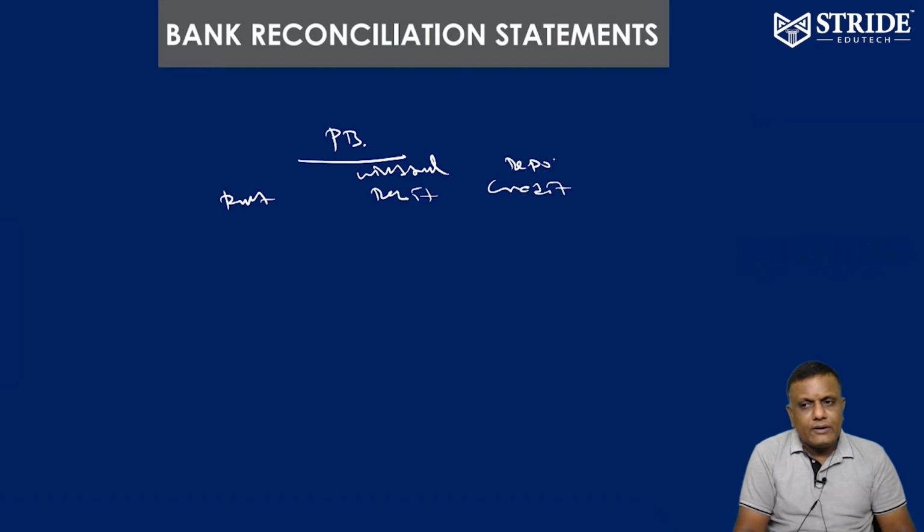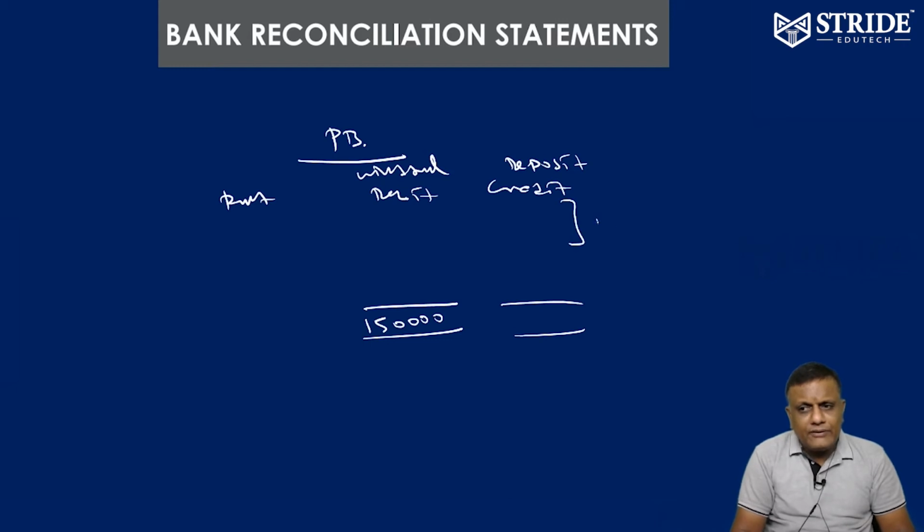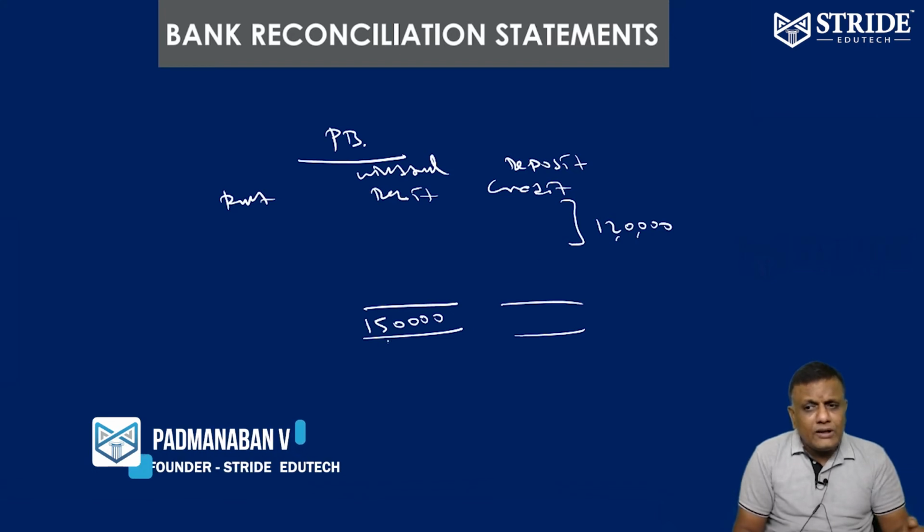Credit means deposit. Here I have a debit, that is a withdrawal. Say, for example, I have a withdrawal of 1.5 lakh, but I have a deposit of 1,20,000 only so far. I have a deposit of 1,20,000 only, but I have a withdrawal of 1.5 lakhs. How is it possible? More withdrawal than deposits. How is it possible?